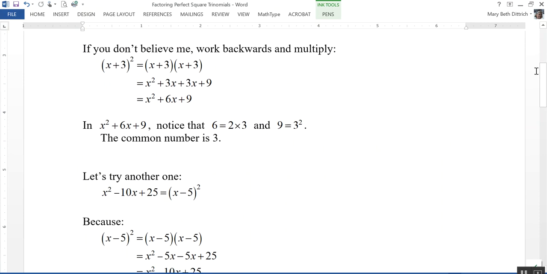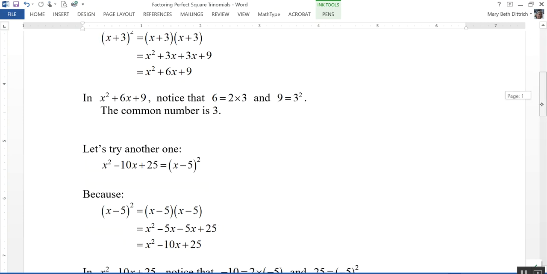So if you take a look at this trinomial, x squared plus 6x plus 9, notice that my middle term, my b, which is 6, is 2 times 3, and my c, which is 9, is actually 3 squared. The common number there is 3. This term is 2 times 3. This term is 3 squared. Let's take a look at another one.